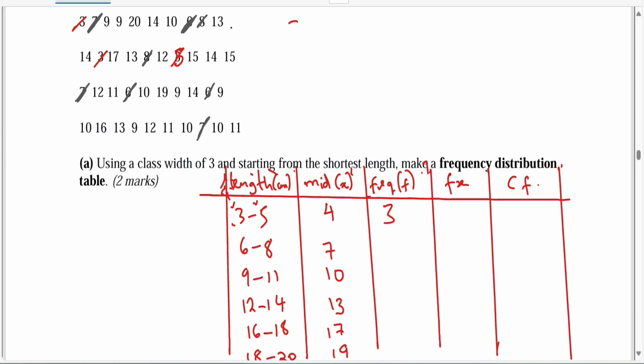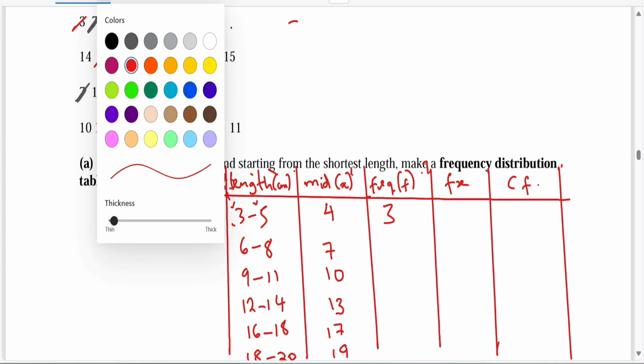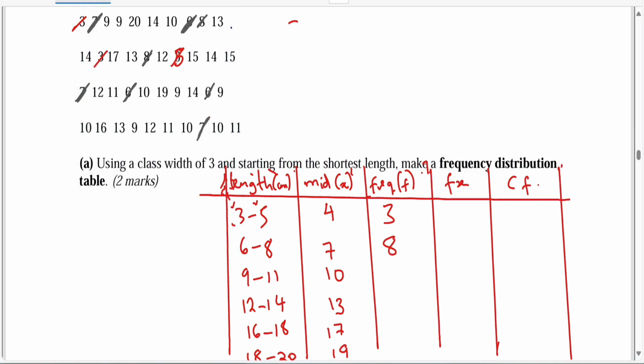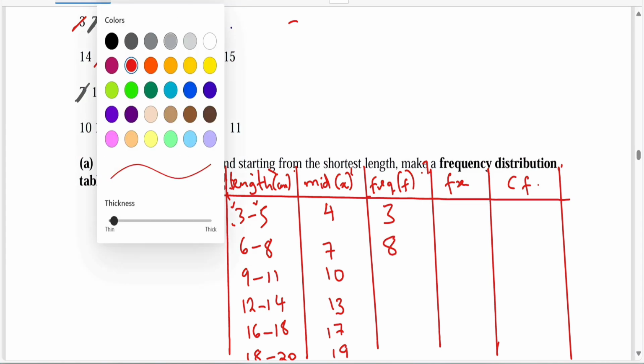No. Okay, so we have how many numbers? 1, 2, 3, 4, 5, 6, 7, 8. So we have 8 numbers there. So 8. 9 to 11, still using another one.